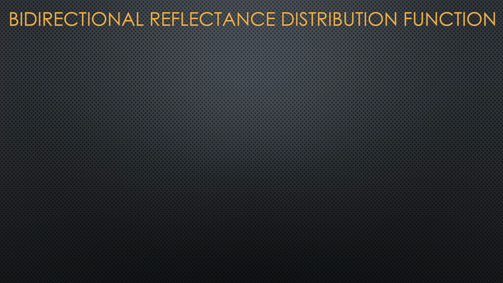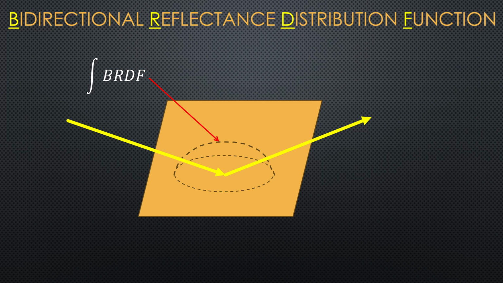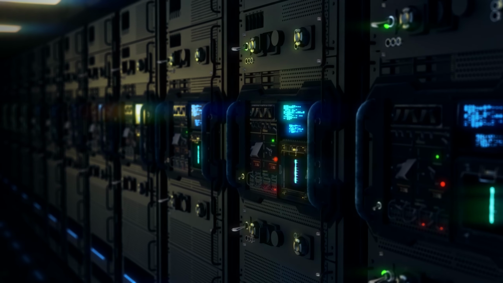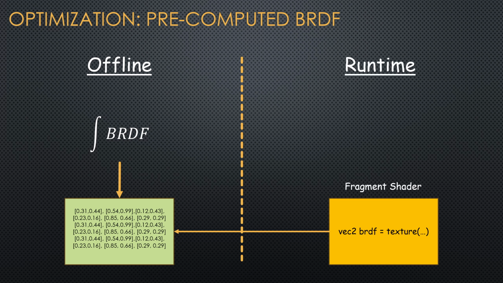The way we approximate the Fresnel equations brings us to the topic of the bidirectional reflectance distribution function, or BRDF. This is a generic name for a function which calculates how light is reflected off a surface. To calculate the BRDF, we need to integrate it over a hemisphere around a point on the surface. But since this calculation can eat up substantial compute resources, it is a common practice to pre-compute the BRDF offline and store the results in a lookup texture to be used during runtime. This can significantly improve the performance of the algorithm.